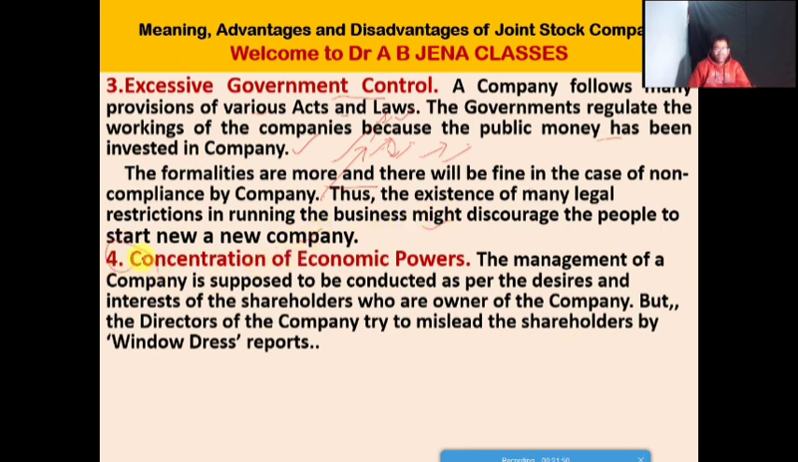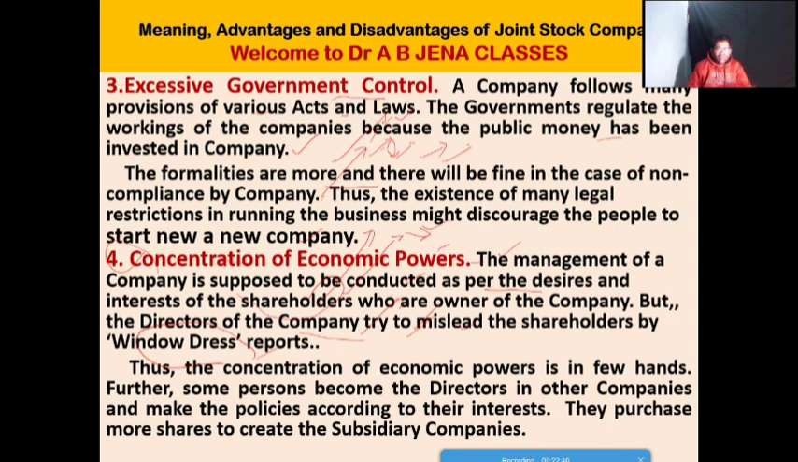Next, another drawback of a joint stock company: concentration of economic powers. The management of a company is supposed to be conducted as per the desires and interest of the shareholders. The shareholders are the owners of the company. So the shareholders elect the board of directors to manage smoothly and perfectly, but the directors of the company try to mislead the shareholders by window dressing the report. Window dressing means it's not the true data or information. That is the meaning of window dressing.